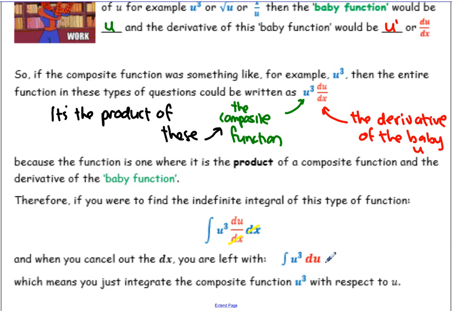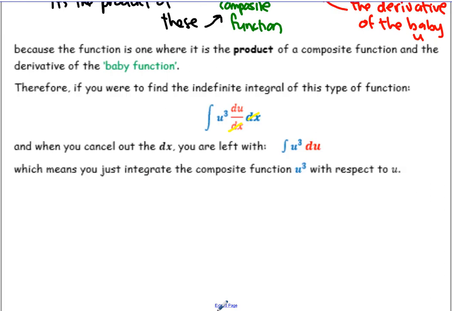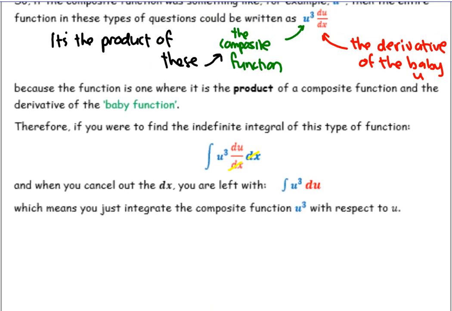Yeah, this is a bit wacky, this stuff. And you cancel out the dx, which is what we did here. So the dx means with respect to x.